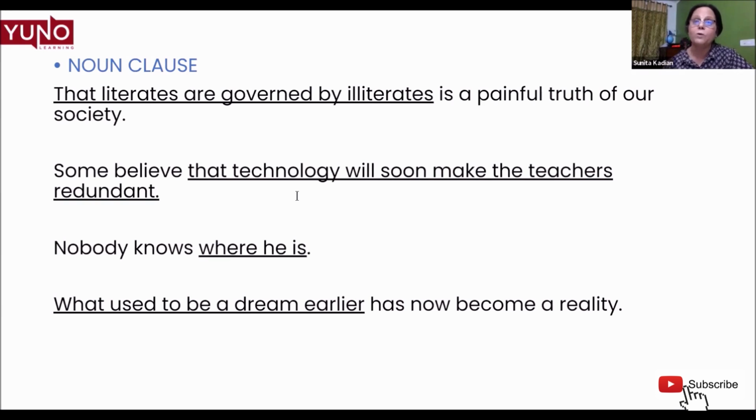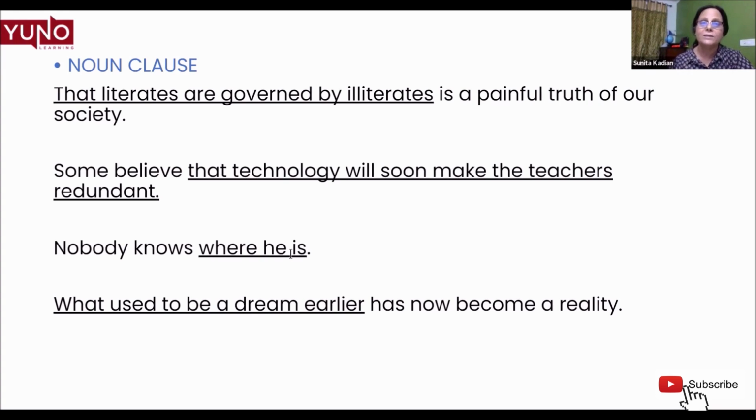Nobody knows. Now nobody knows what? Nobody knows this, nobody knows that. So nobody knows where he is. So common mistake in this kind of sentences, nobody knows where is he. Wrong. We don't say that. I do not know what is it. No, I don't know what it is.